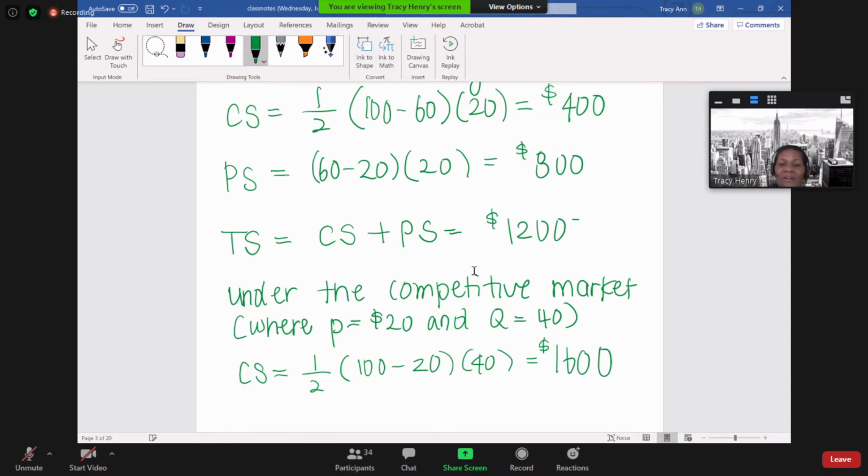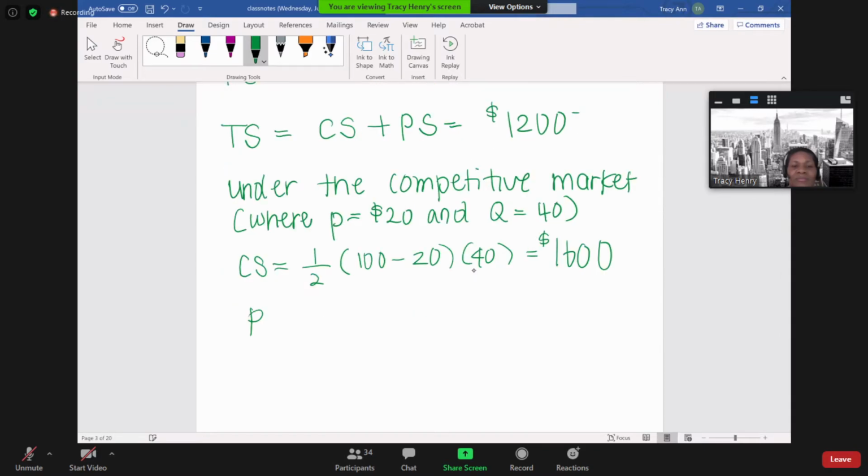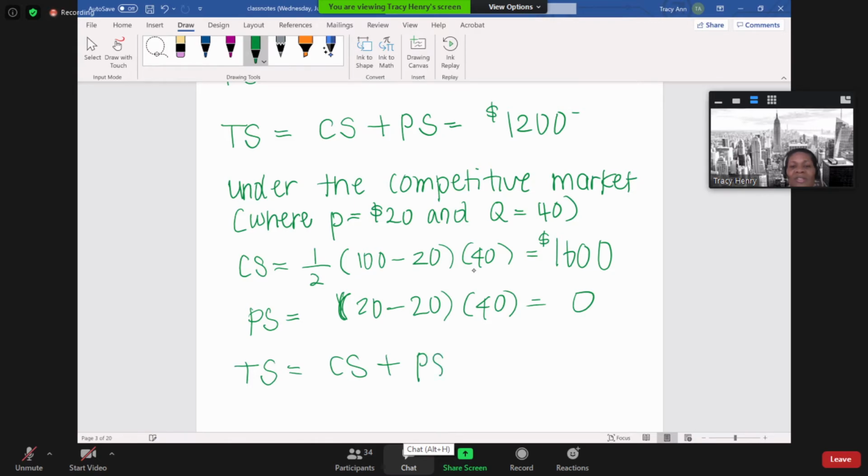And your producer surplus is going to be equal to zero. That rectangle area is going to be 20 minus 20 times your 40, and it's going to be equal to zero. So your total surplus, which is equal to consumer surplus plus producer surplus, is going to be equal to $1,600.